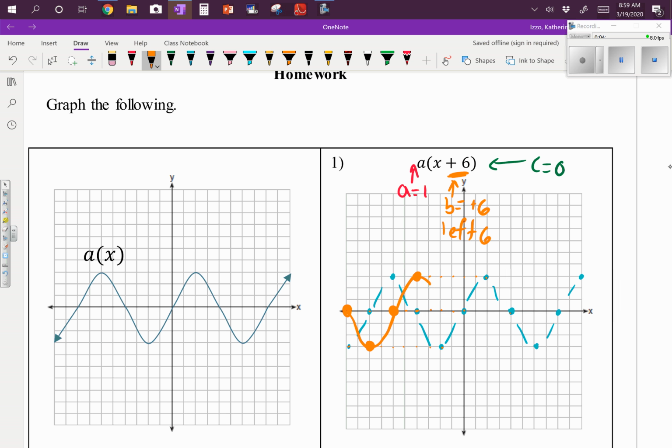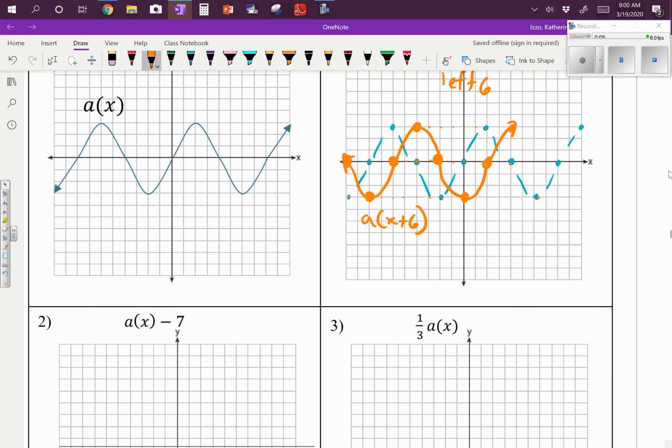We're doing the exact same thing. So this should be where this point ends up. And this should be where this point ends up. And then we've got this point, and then the last point right there. Draw our arrows on the end and label it. And that's how we do that guy.